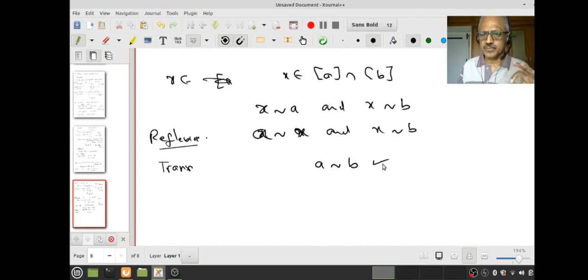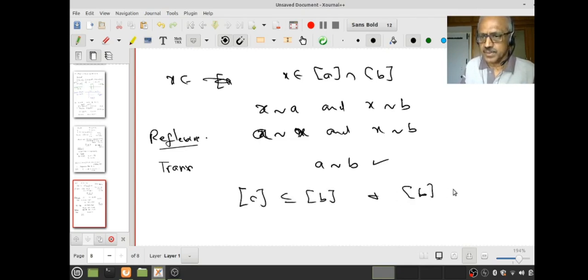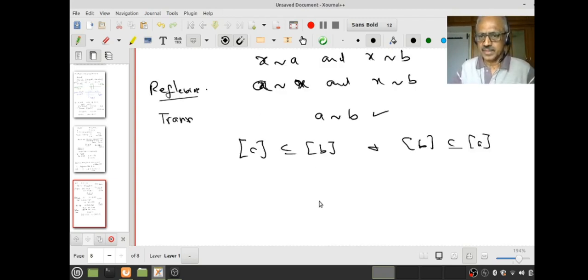This is the first observation we make. If the equivalence classes A and B have non-empty intersection, then A is related to B. Since it's symmetric, B is also related to A. Is that clear? Now we are through. I want to say the equivalence class of A is contained in the equivalence class of B, and the equivalence class of B is contained in the equivalence class of A. If I prove one, the proof of the other is similar.